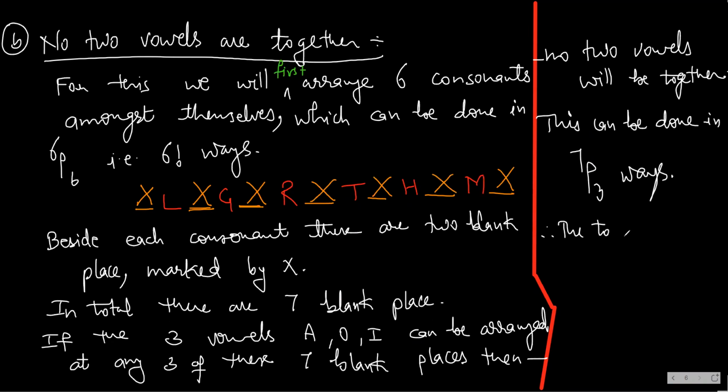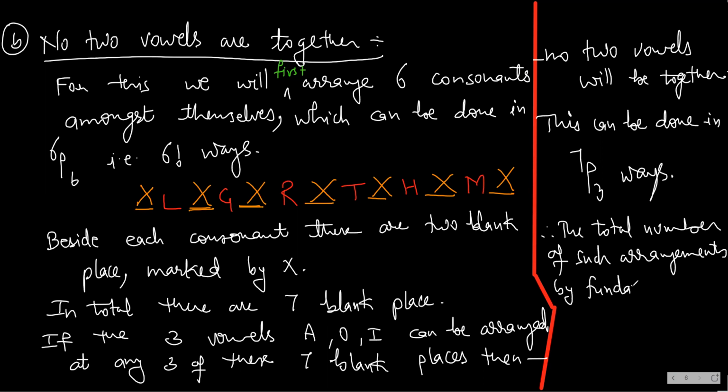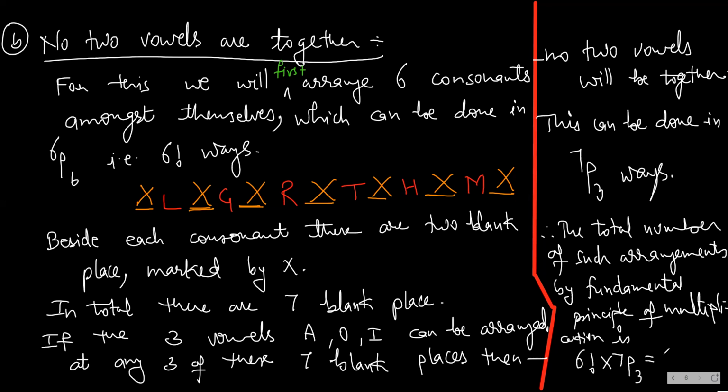Therefore, the total number of such arrangements equals, by fundamental principle of multiplication, 6 factorial into 7P3, that is 720 into 210. ये मल्टीप्लाई करो और आंसर लिखो. 720 into 210 कितना होगा?